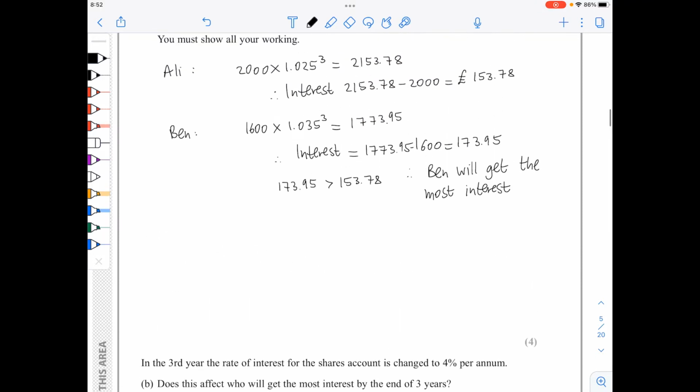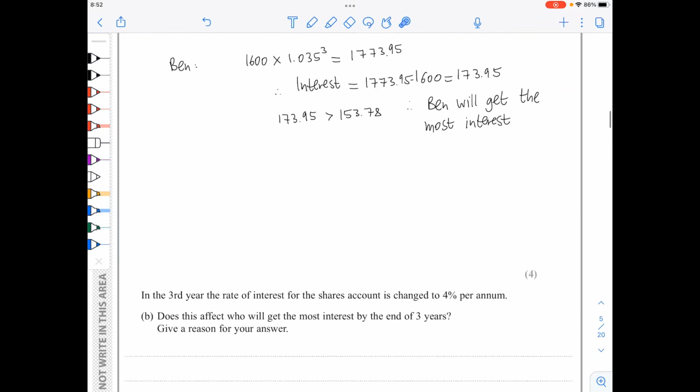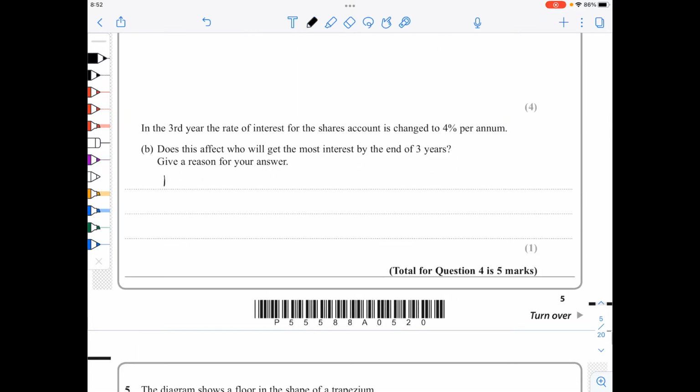Now, the shares account was originally at 3.5% per annum. Now it's going to increase. So this means that Ben will actually get even more. So Ben was already ahead, so they will stay ahead. So the answer here is no, since this will increase the interest Ben earns, who already gets more than Ali.